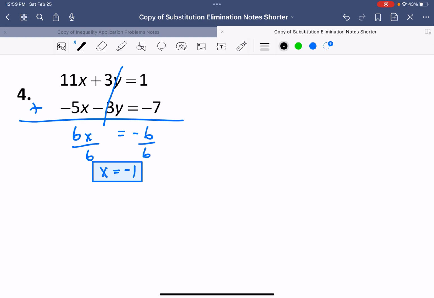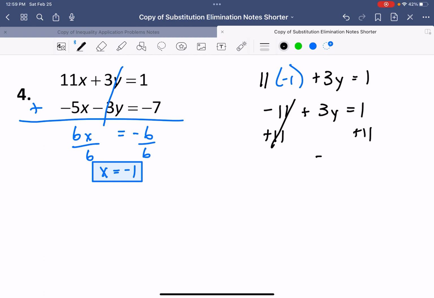So let's do 11 times negative 1 plus 3y is equal to 1. I'm left with negative 11 plus 3y is equal to 1, plus 11 plus 11. 3y is equal to 12. Let's divide by 3. And y is equal to 4.